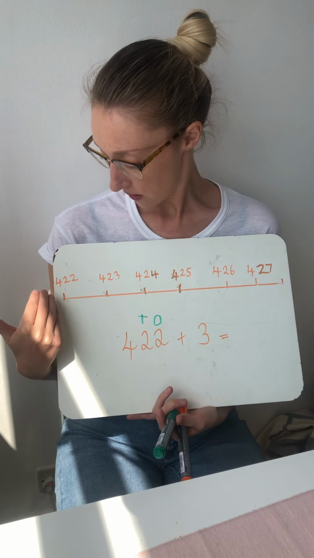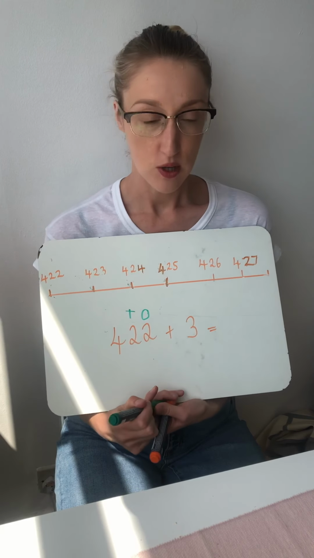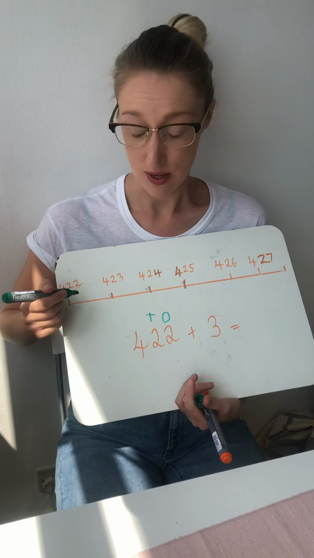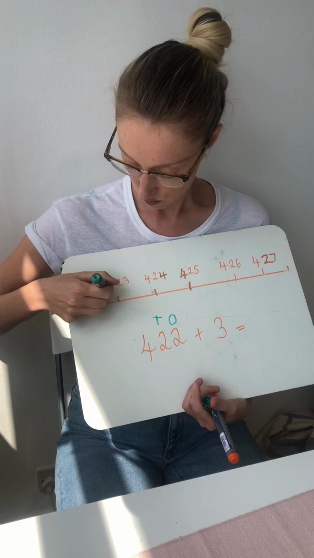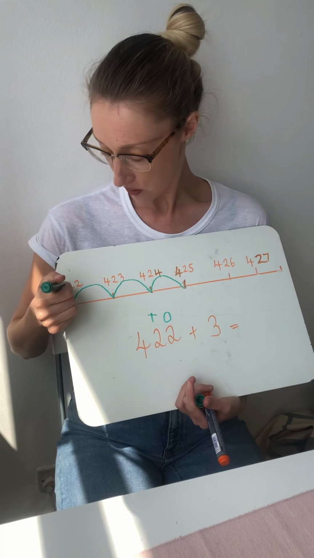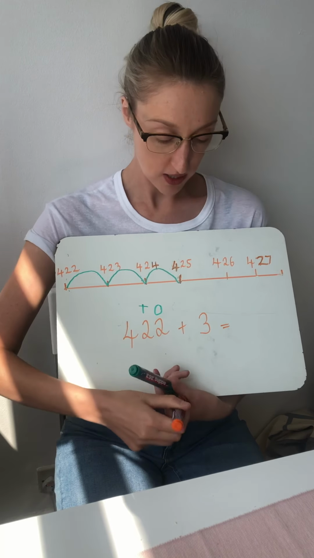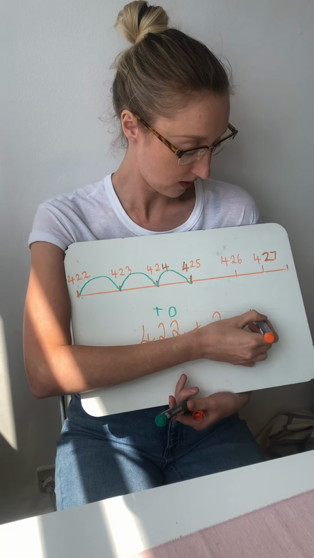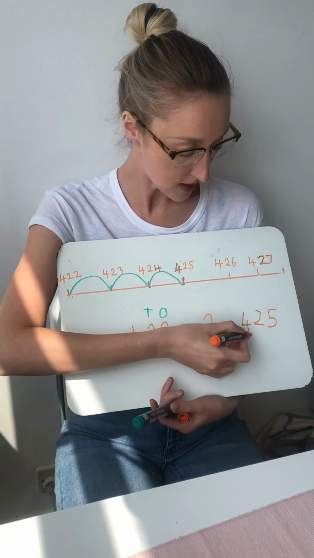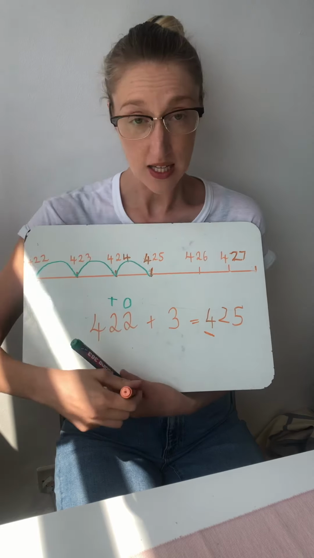So I've written 422 up to 427 along the number line. And what I'm simply going to do is count on 3 jumps because I'm adding 3 units. So 1, 2, 3. So I can see that 422 add 3 equals 425. Okay, so as you can see, the 100 number stays exactly the same, and also the 10 in this case.